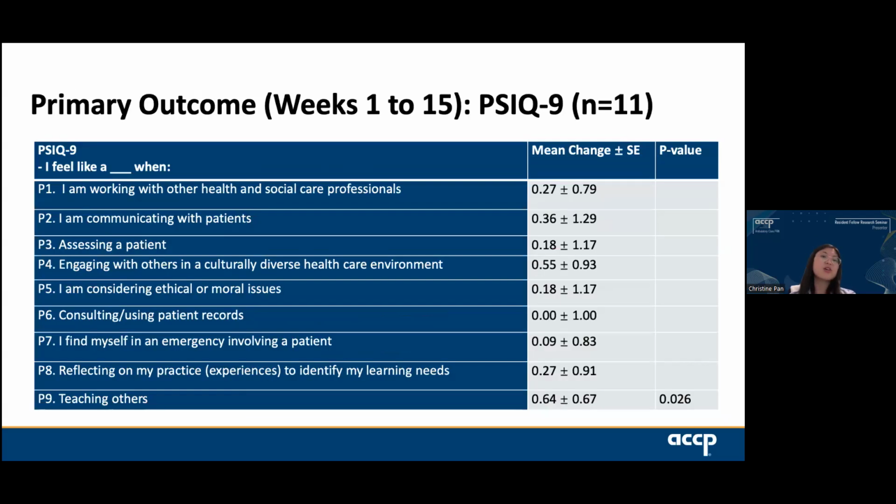For the primary outcome, looking at the PSIQ-9 survey for these 11 students, we see that in all these questions, there is 0 or a slight increase in the mean change of score from weeks 1 to 15. As a reminder, the higher the score, the more the student feels like a pharmacist. The only question that was statistically significant was question 9, which was about teaching others. The mean change here was 0.64 from weeks 1 to 15.